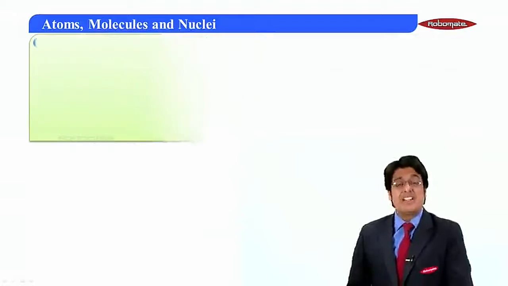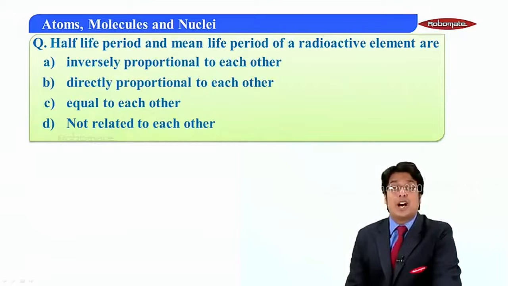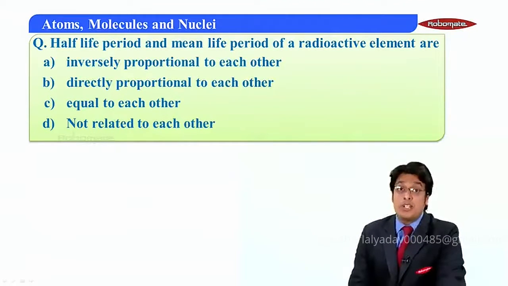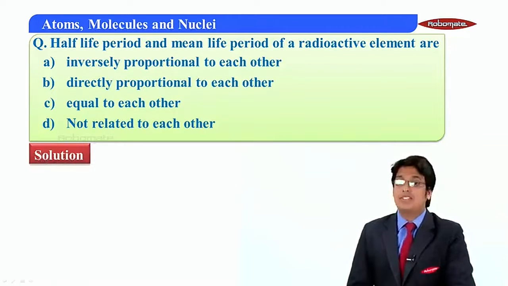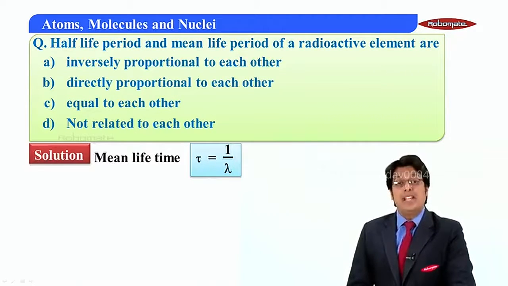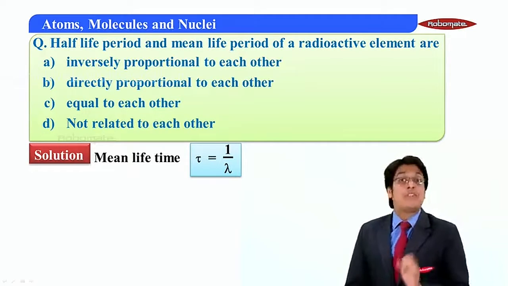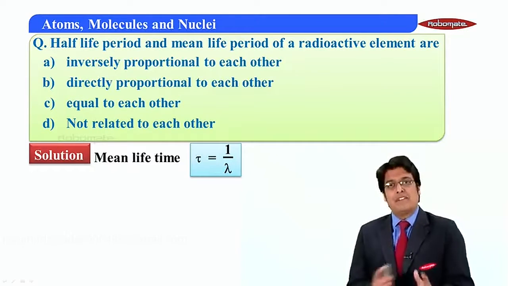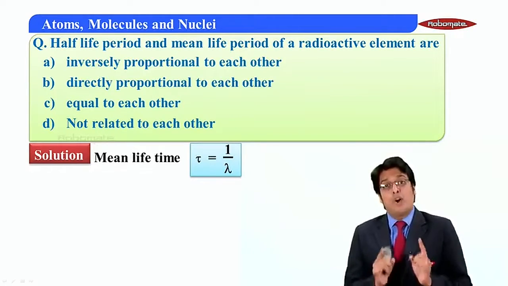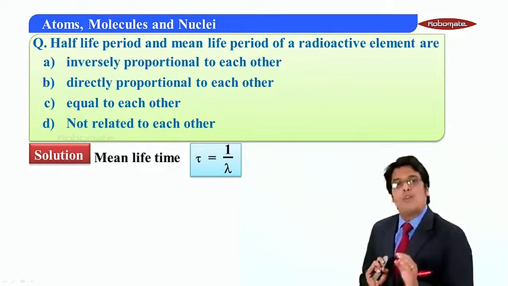So simple. Now, half-life and mean life period of a radioactive substance are what? Inversely proportional to each other, directly proportional to each other, equal to each other, not related to each other. Let's see. Half-life is different, mean life is different. Mean life is given by 1 by lambda. This basic formula is not given in your textbook, but you have to remember this. Mean life is called average life. It is similar to half-life, but it concerns, throughout the span, how much time the atoms take to disintegrate. So in short, just remember the formula, 1 by lambda.